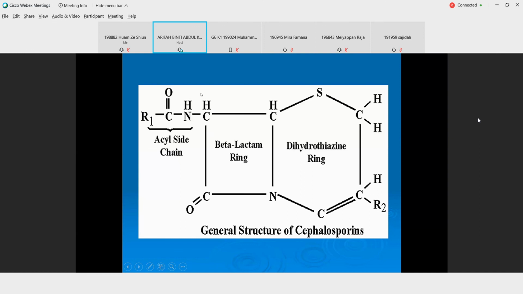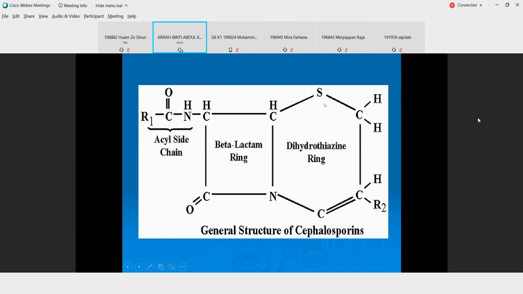It has a similar beta-lactam ring as penicillin. So cephalosporin and penicillin share a similar mechanism of action, side effects, and some of the kinetic parameters, because of the presence of the beta-lactam ring. And this beta-lactam ring is the one that confers the antibacterial activity.